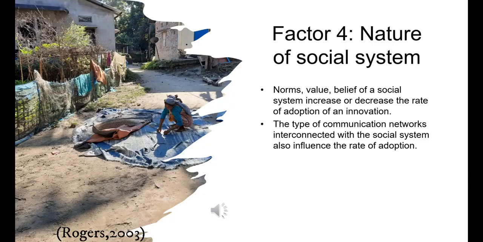The next factor is nature of social system. Norms, values, and beliefs of a social system increase or decrease the rate of adoption of an innovation. The type of communication networks interconnected with the social system also influences the rate of adoption.